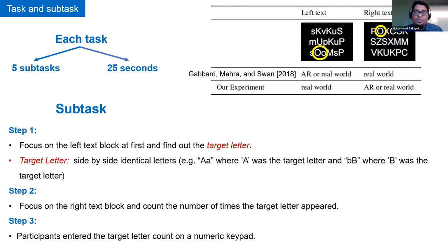This task forces the participants to gather information from both the left text and the right text, which allows us to experiment with both real and AR conditions in our experiment.